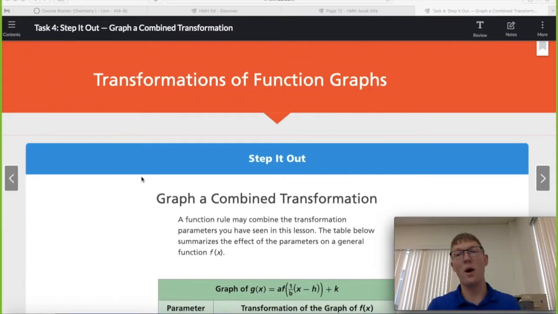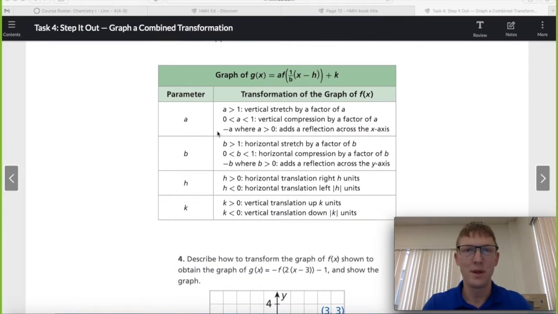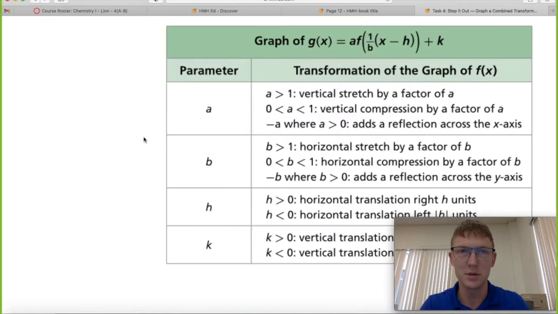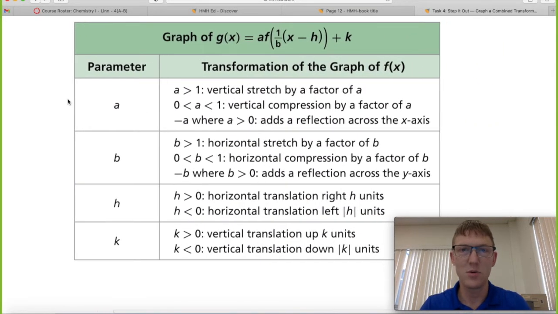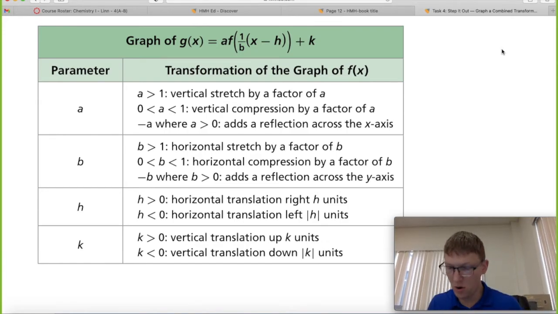As you can imagine, what happens if we do a whole bunch of different stuff all in the same function? So yes, this is getting progressively more and more difficult. So here we go. They have so graciously given us this wonderful little chart. So this is what the lesson is all about. If you have g of x and you have an f of x, these are the different types of parameters that you can have up here. So notice, I mentioned earlier, when you go on the inside of f, it's 1 over b. So remember that b is always on the bottom there.